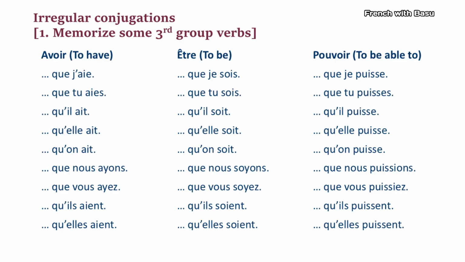Irregular conjugations. There are some third group verbs which have irregular conjugations that you must memorize. I am showing the conjugations on the screen. Avoir, to have. Que j'ai, que tu aies, qu'il ait, qu'elle ait, qu'on ait, que nous ayons, que vous ayez, qu'ils aient, qu'elles aient. Être, to be.